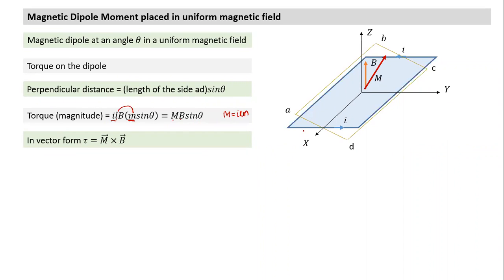In this case, which direction is the torque acting? Torque is acting in this particular direction, and this is how the torque is acting. In the previous slide also, should it be M cross B or B cross M? We can check based on the direction. It matches with M cross B. So the torque acting on a current carrying loop placed in a uniform magnetic field is equal to M cross B.